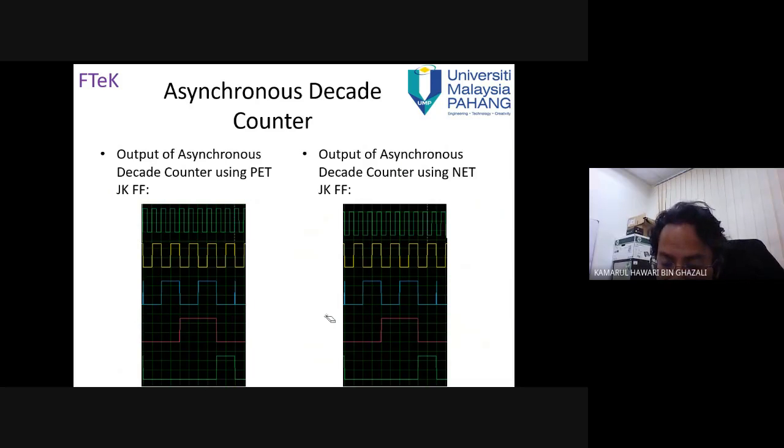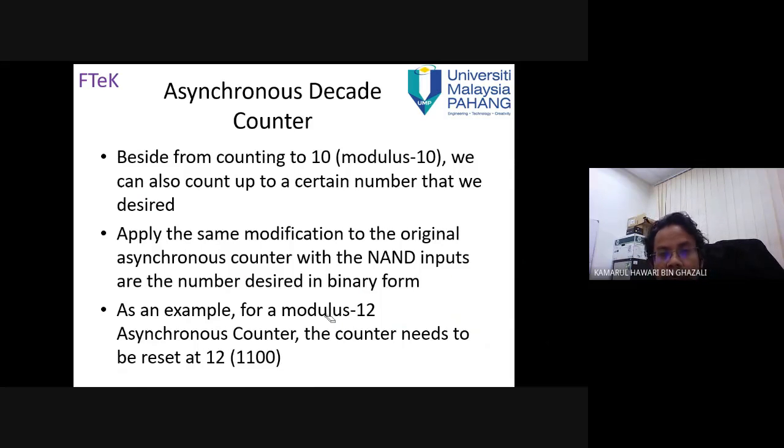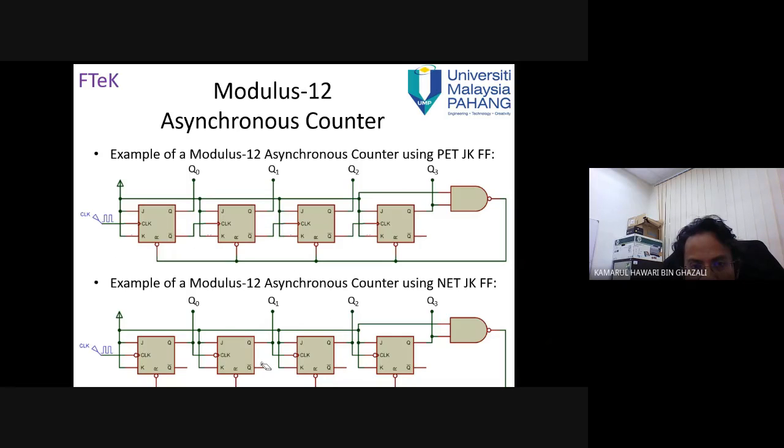Okay, so this is the timing waveform. Besides counting from 0 to 9, we can also count up to a certain number that we desire. Apply the same modification to the original asynchronous counter, with the NAND inputs being the desired number in binary form. As an example, for modulus 12, that is 0 to 11, the counter needs to be reset at 12.